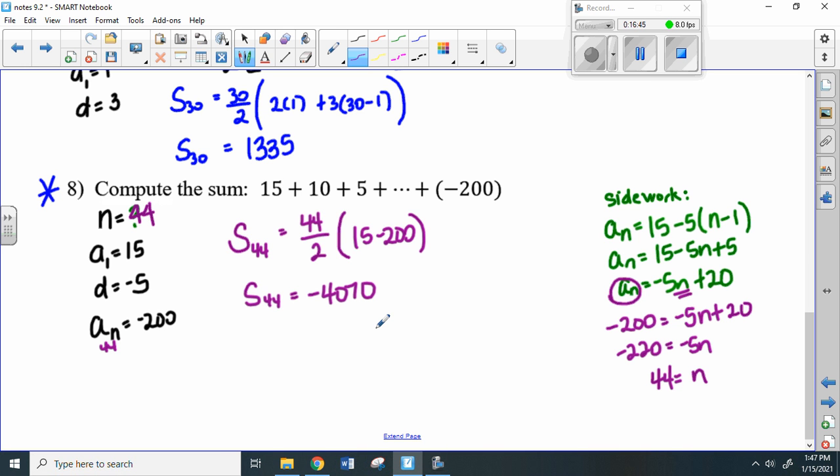Okay, and I hope that you felt like arithmetic was pretty easy. It's just some formulas, and you don't have to memorize the formulas. Okay, you just need to know where to get them from your notes.